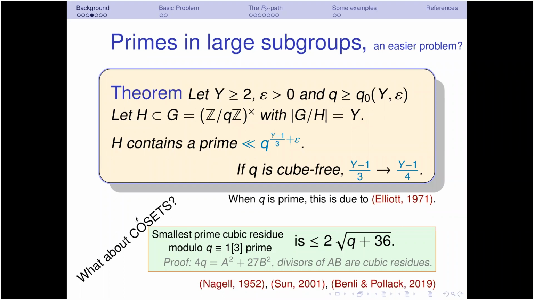If you don't use analytic methods, there's some marvelous work of Nagel in 52. I love this result. It's only for Q prime: write 4Q equal A squared plus 27B squared. And the theorem of Nagel tells you that every divisor of A or of B is a cubic residue. It's amazing. So it tells you that the smallest cubic residue is less than twice the square root of Q plus 36 or something like that.